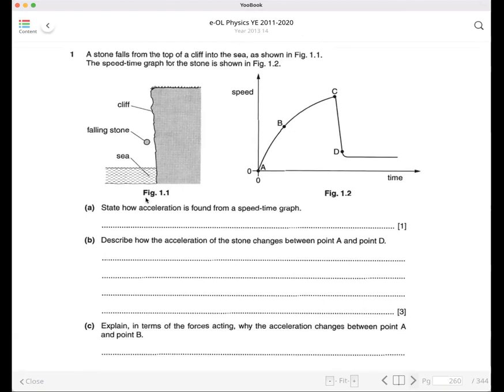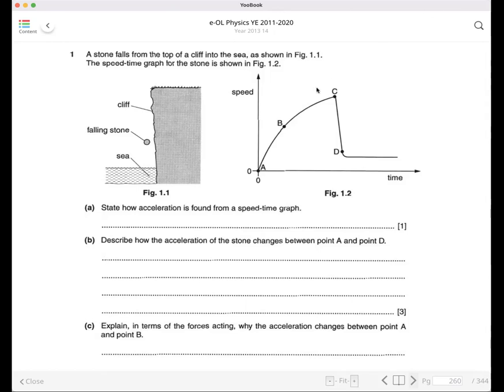Pei Kuan, are you there? Okay, so we'll not wait for Pei Kuan for now.